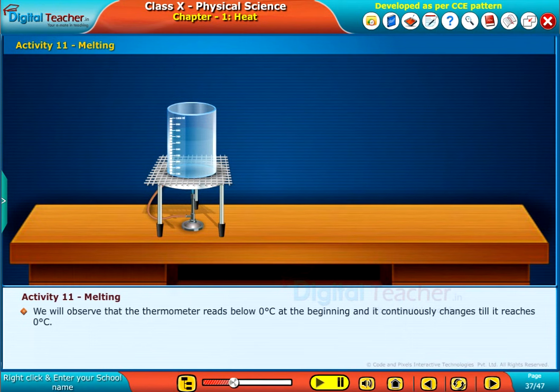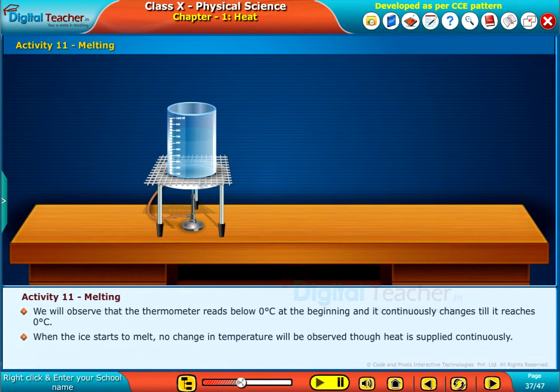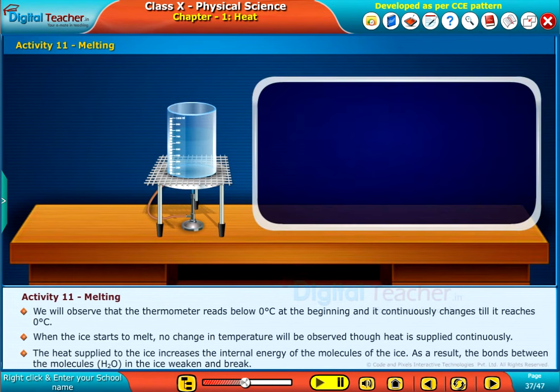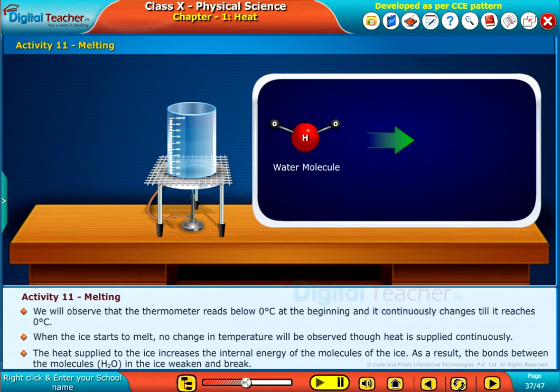We will observe that the thermometer reads below 0 degrees Celsius at the beginning and it continuously changes till it reaches 0 degrees Celsius. When the ice starts to melt, no change in temperature will be observed though heat is supplied continuously. The heat supplied to the ice increases the internal energy of the molecules of the ice.